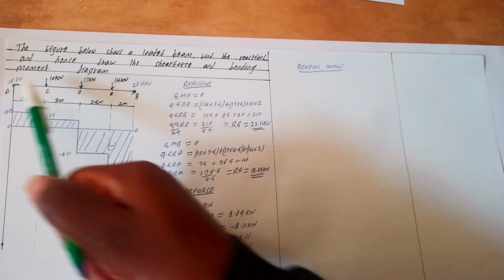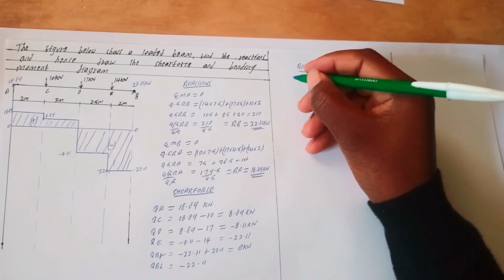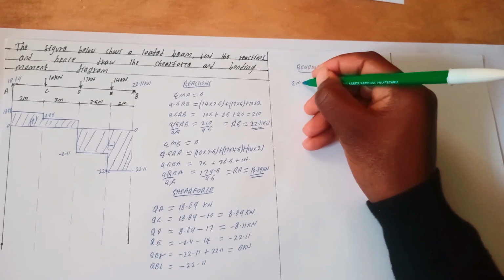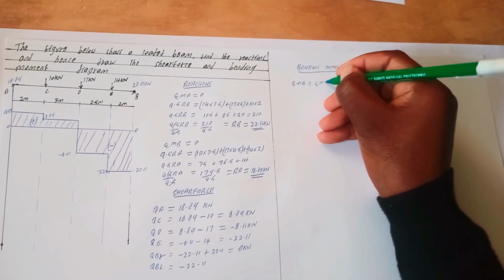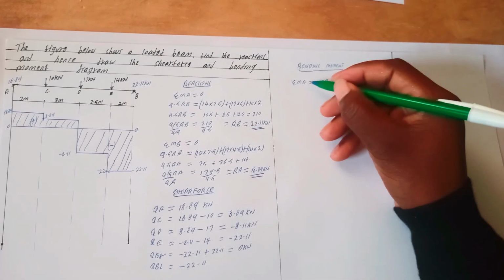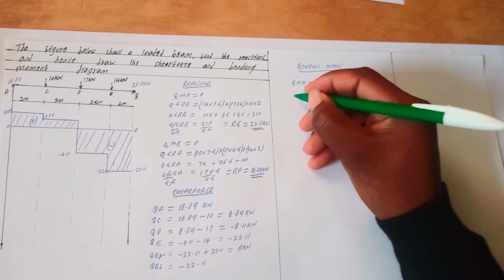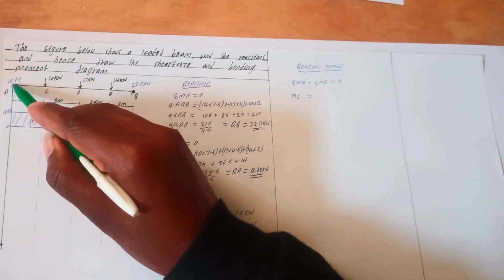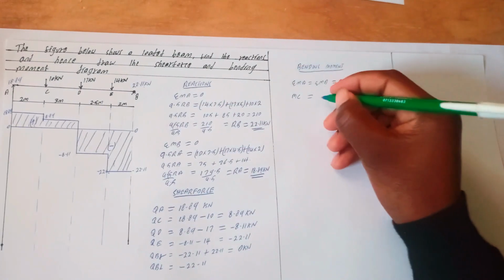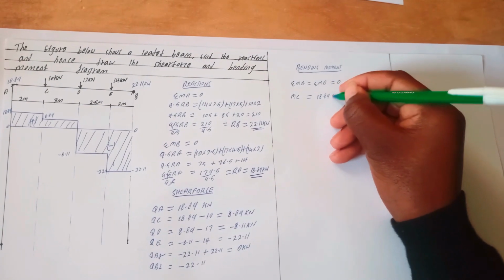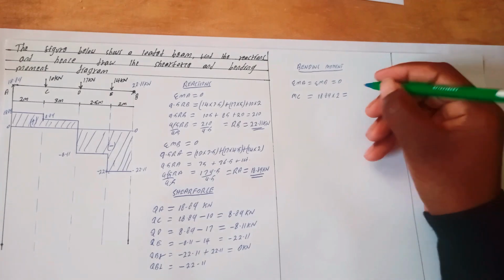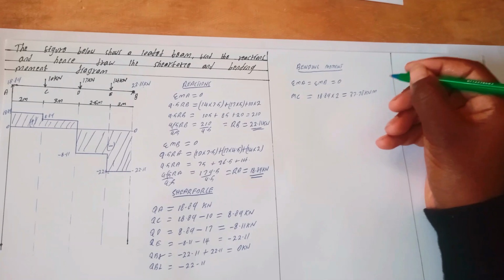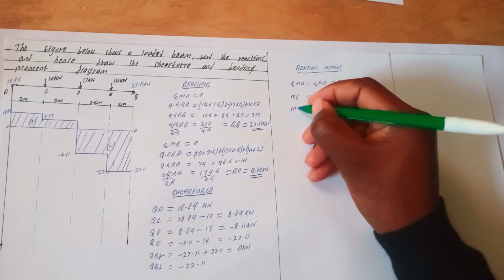So moment at edge support is 0. Now, because it is a point load, it's a simply supported beam. So summation of moment at A and moment at B is 0. So we go to moment at C. At this point, which will be the reaction at A times the distance. This one will give us 37.78 kilonewton meter. Then we look for moment at D.